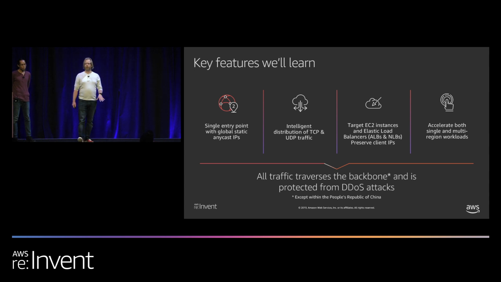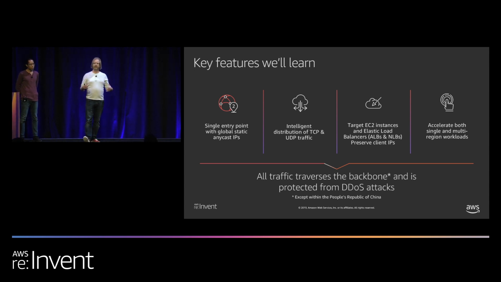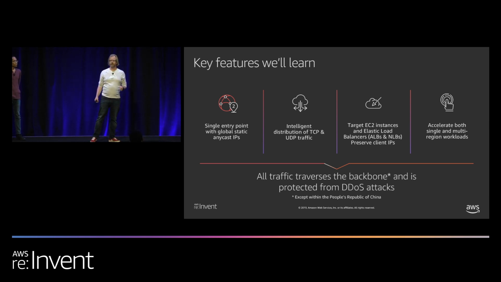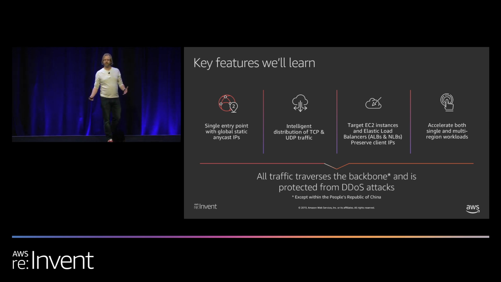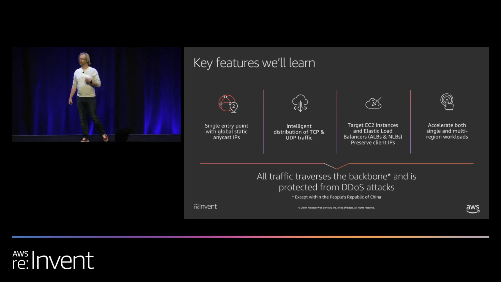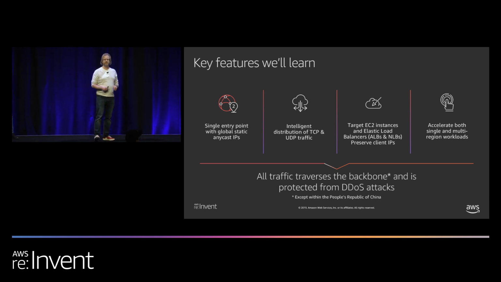OK, so a couple of key features. First, it's a single point of entry. Global Accelerator puts out Anycast IP addresses, a single IP address, or double, because it is redundant, out on the internet for your customers to attach and communicate to your workloads all over the globe. Same IP address.